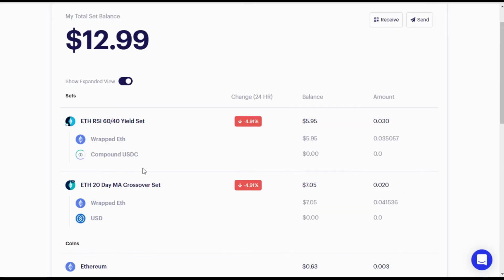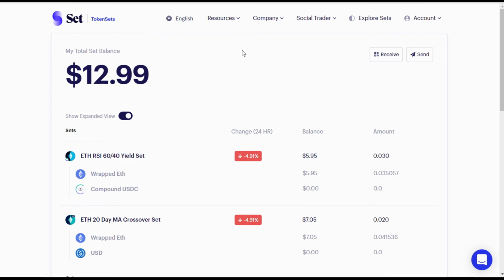So that's the compound USDC, and that is basically been put into a set with Ethereum. And like I say, it's because if you use the robot sets, you're not really having to do anything. So this is why I picked it.